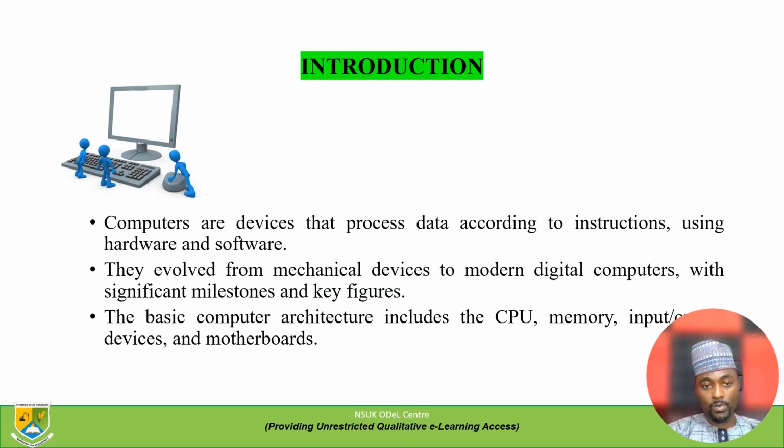So as a way of introduction, computers are devices that process data according to instructions in form of hardware and software. They evolved from mechanical devices to modern digital computers the way we have them today, with significant milestones and key figures, as we're going to see shortly. The basic computer architecture consists of the central processing unit, CPU, memory, input-output devices, and then the motherboard.